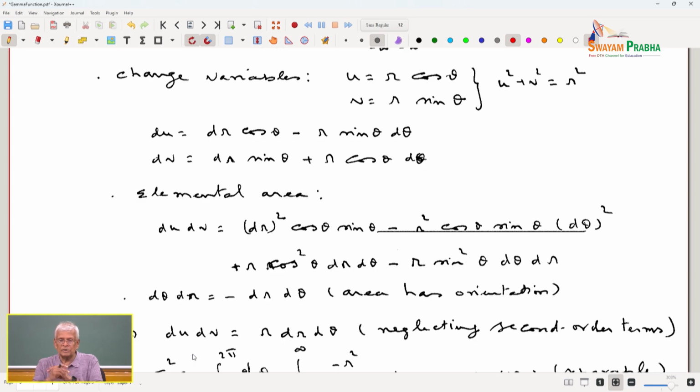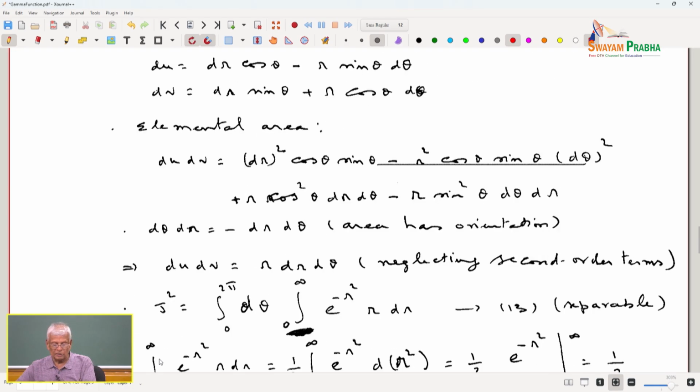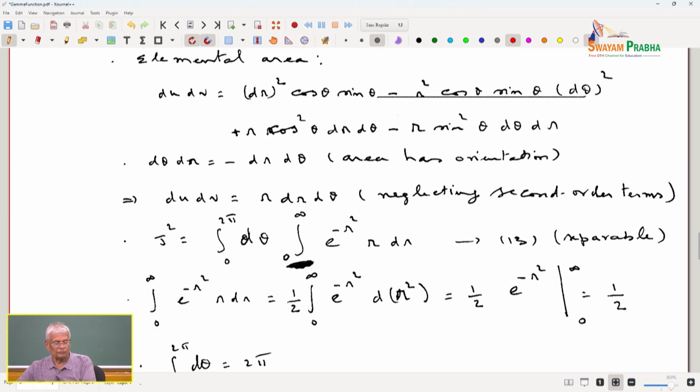If you multiply them, area has a sign. So, the sign of the area changes. You should be aware of that from vector algebra. The cross product A cross B is the same as minus B cross A. So, the area has an orientation.